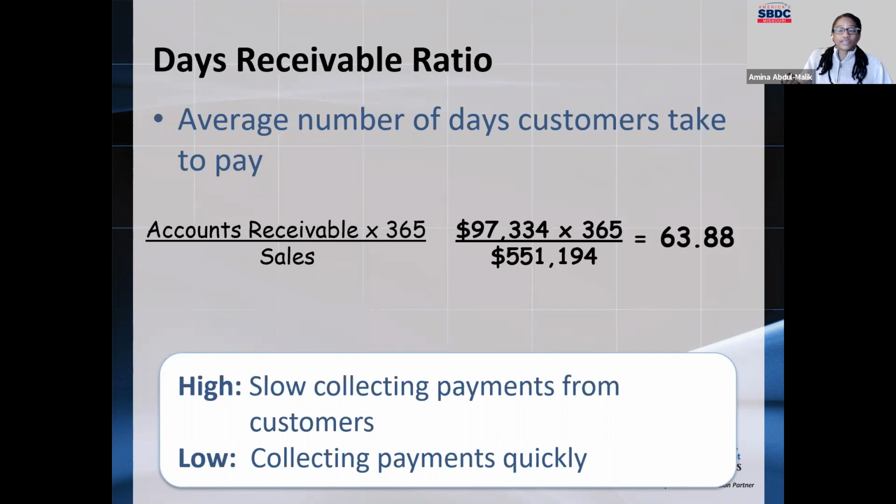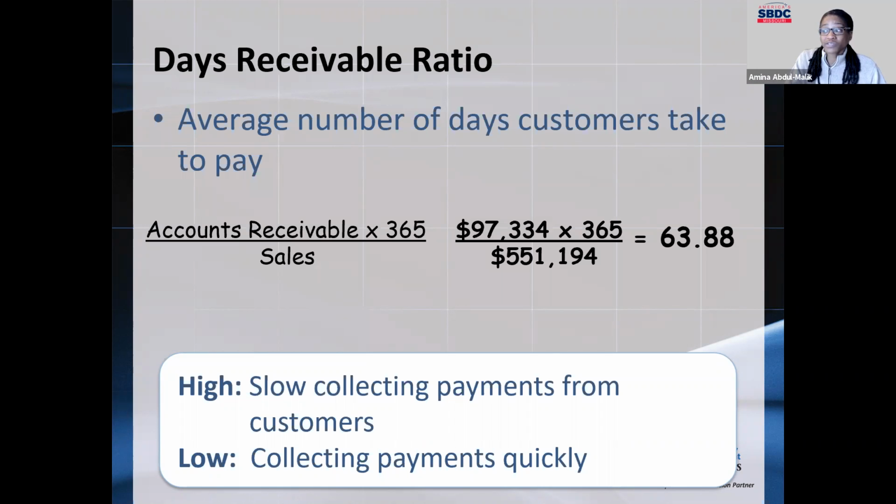Okay. If we look at this, the equation itself is just accounts receivable, you multiply that times 365 days for the year and divide it by sales to get that days receivable ratio. But if the days receivable ratio is too high, we know that you as the business owner need to try to find better ways or more ways to collect payments from customers more quickly. And if it is extremely low, then you are collecting payments quickly. And I don't think there's anything wrong with a very, very low days receivable ratio.